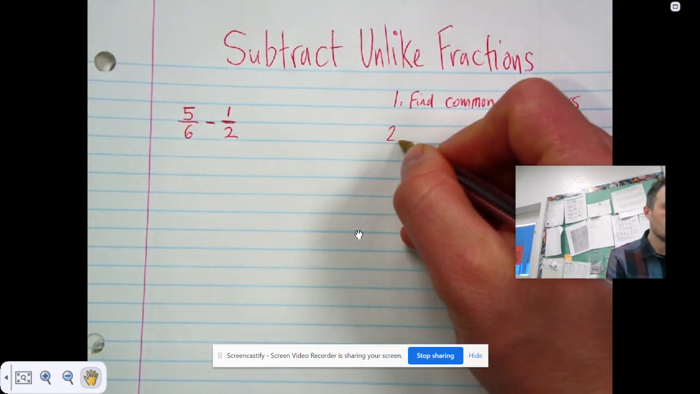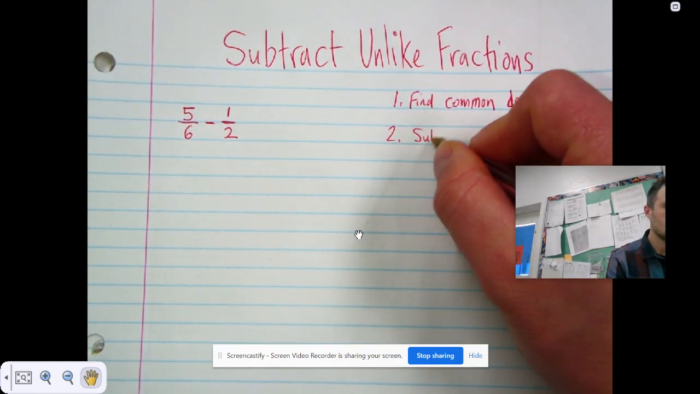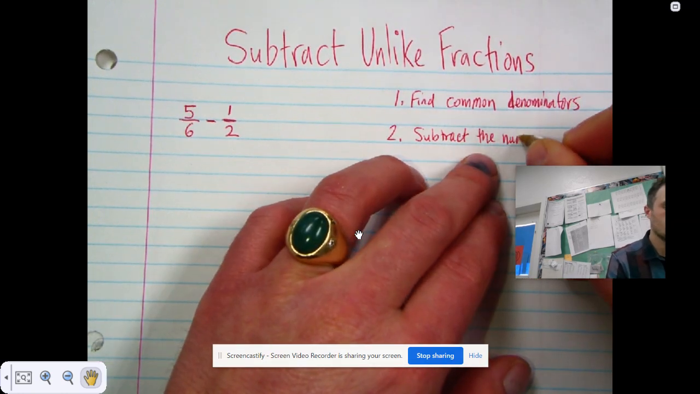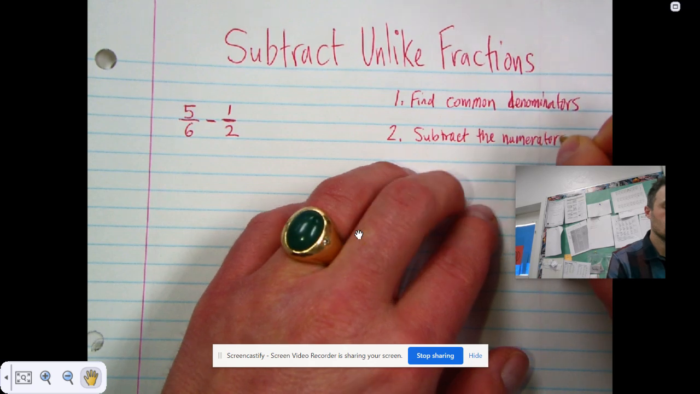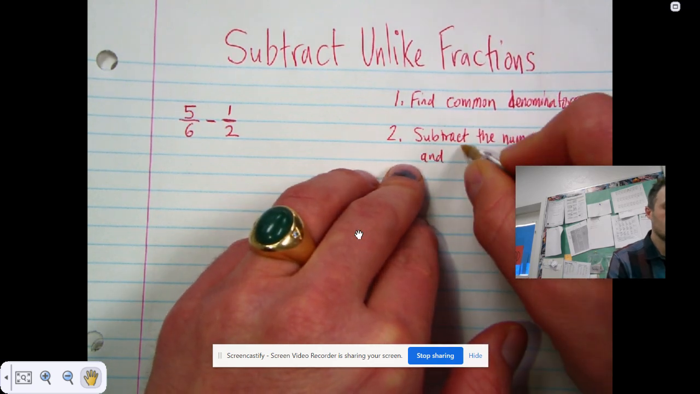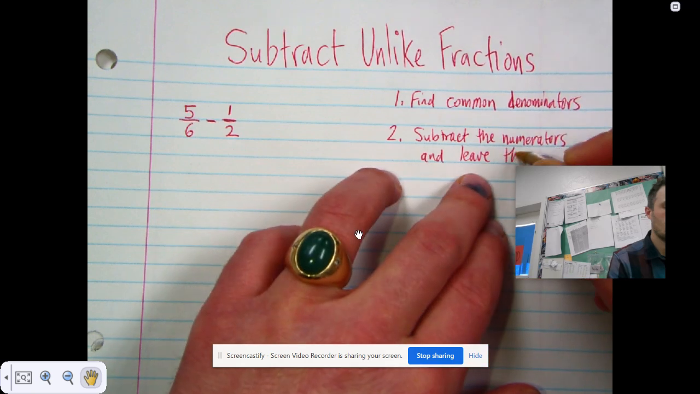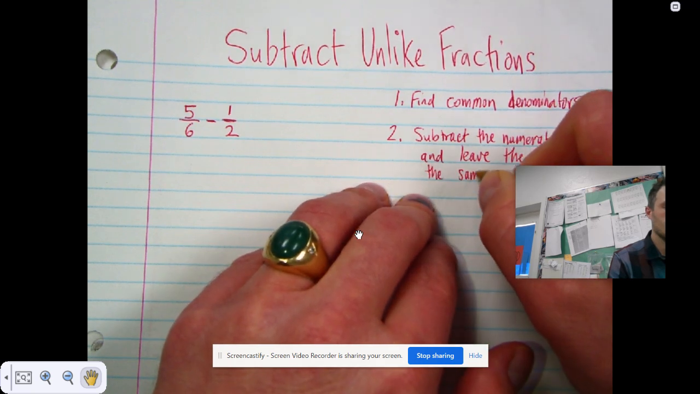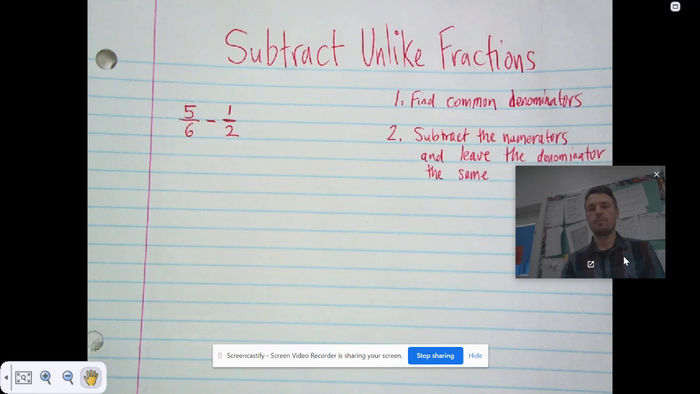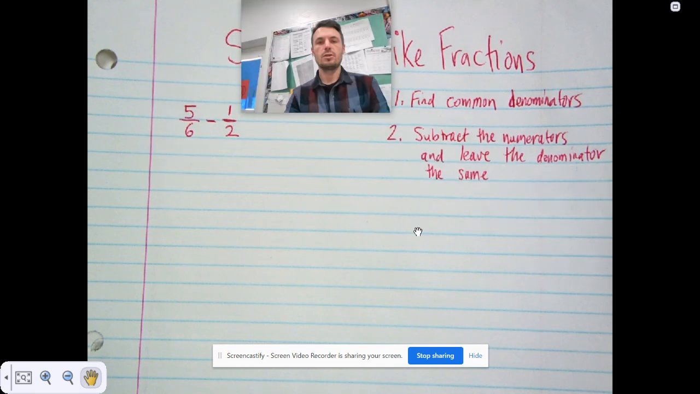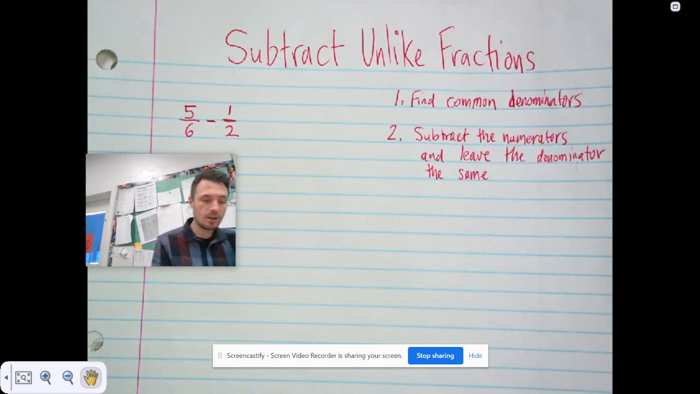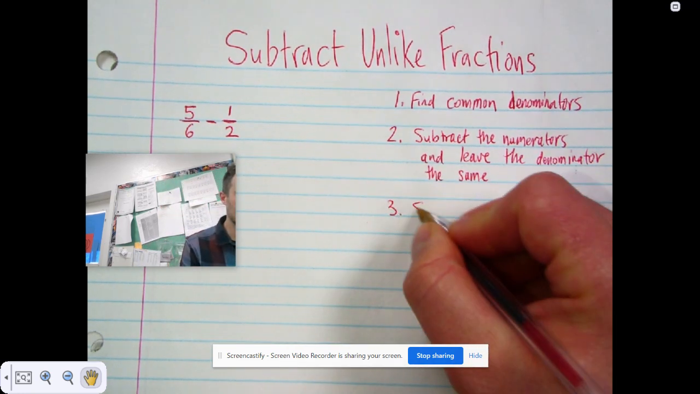Okay? Step 2 is subtract the numerators and leave the denominator the same. Okay? Subtract the numerators and leave the denominator the same. That's the second step. And the third step is simplify.